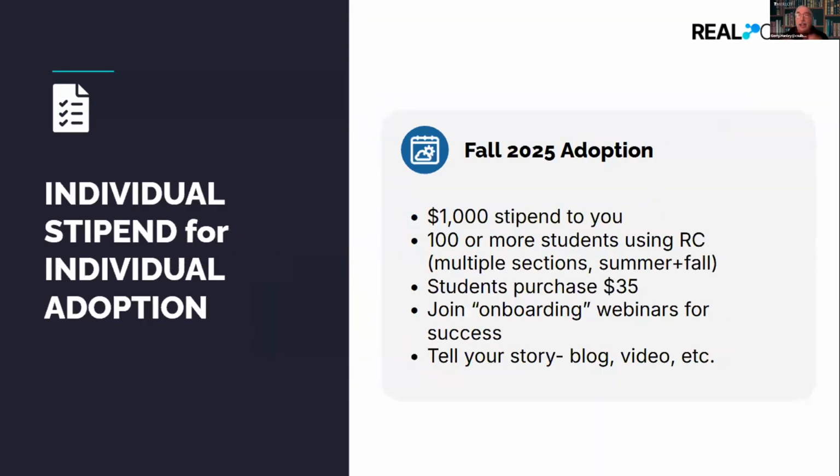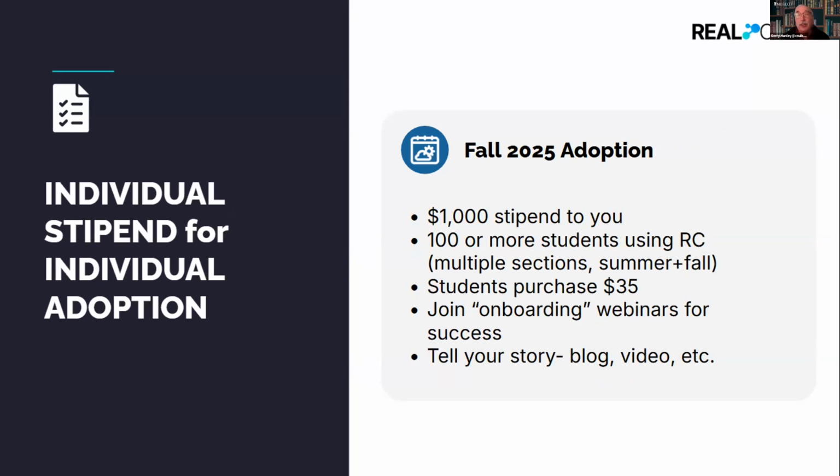So we're looking at fall adoption. If you'd like, as an individual faculty, you get $1,000. The goal is to have about 100 students in your courses, because we need good samples, and you can have multiple sections. If you have something over the summer and the fall, that'd be great. In this case, the students would purchase it. It's $35. Again, this is an affordable learning solution. And importantly, fall is around the corner.